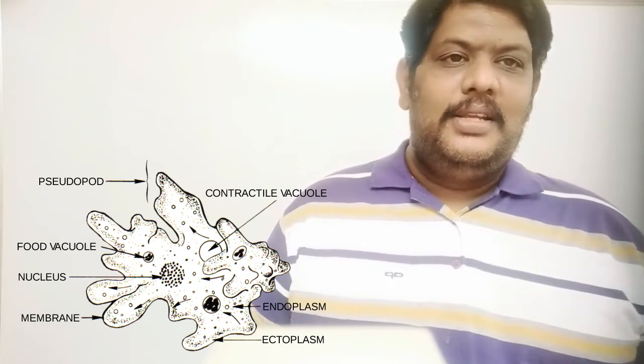You can see here this amoeba doesn't have a proper structure. So it keeps on changing. You can see it has to move. So this pseudopodia, you can see the false legs here. These are called pseudopodia, and these pseudopodia help the organism to move around and also capture its food material.